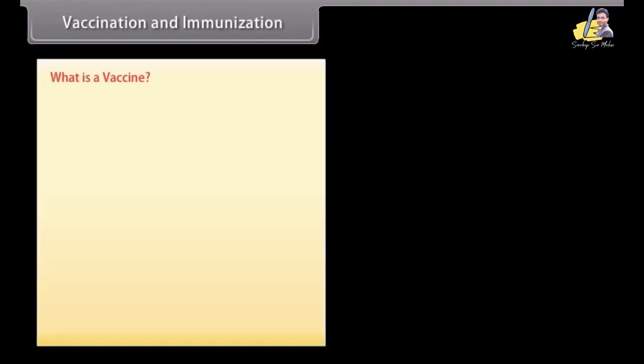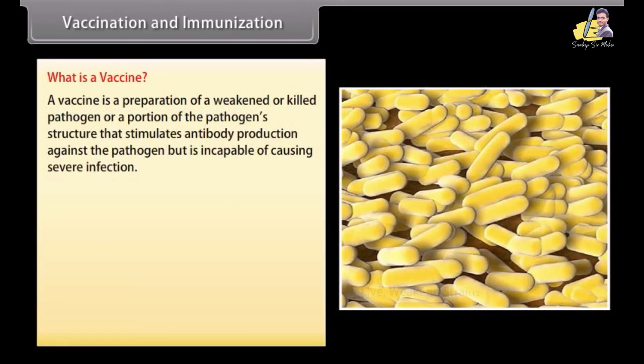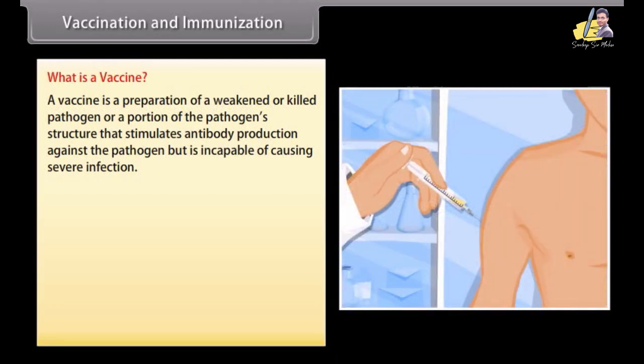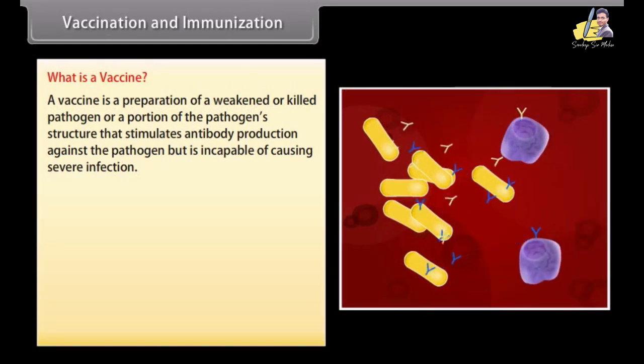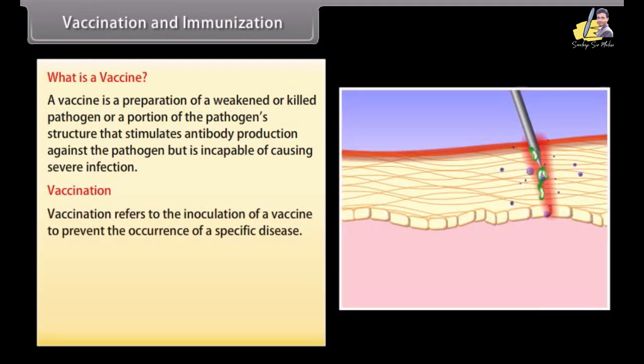Vaccination and immunization. What is a vaccine? A vaccine is a preparation of a weakened or killed pathogen or a portion of the pathogen's structure that stimulates antibody production against the pathogen but is incapable of causing severe infection. Vaccination. Vaccination refers to the inoculation of a vaccine to prevent the occurrence of a specific disease.